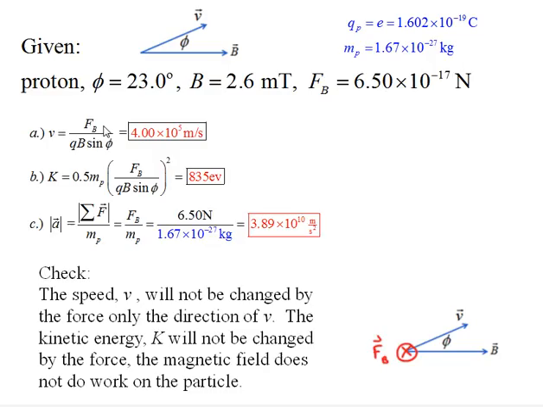The magnitude of our velocity will not change. Our speed, v, will not be changed by the force. Only the direction of the velocity will be changed. The kinetic energy that we solve for will not be changed by the force. And in fact, the magnetic field does not do work on the charged particle. If we use our work-energy theorem, work is equal to the change in kinetic energy. So the magnetic field not doing any work, we end up here with a centripetal force, and only the direction of the velocity is changed.